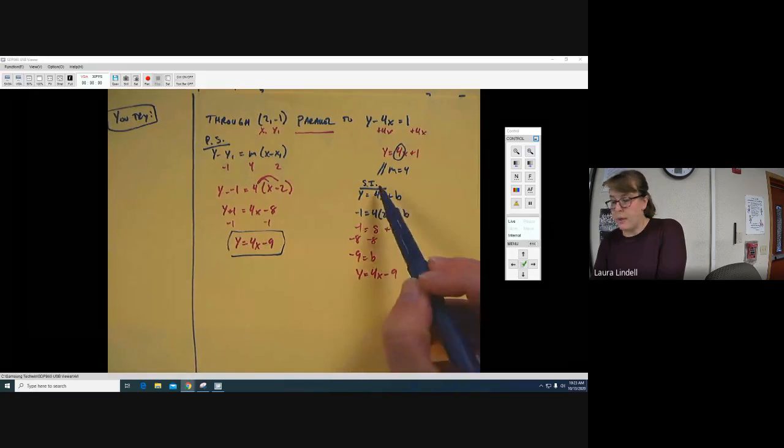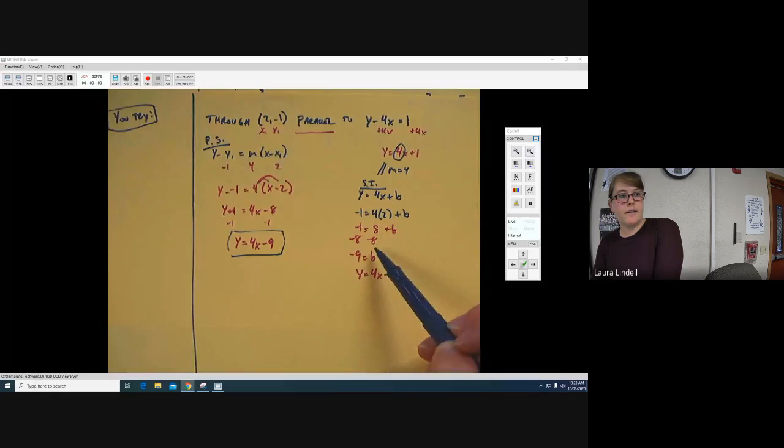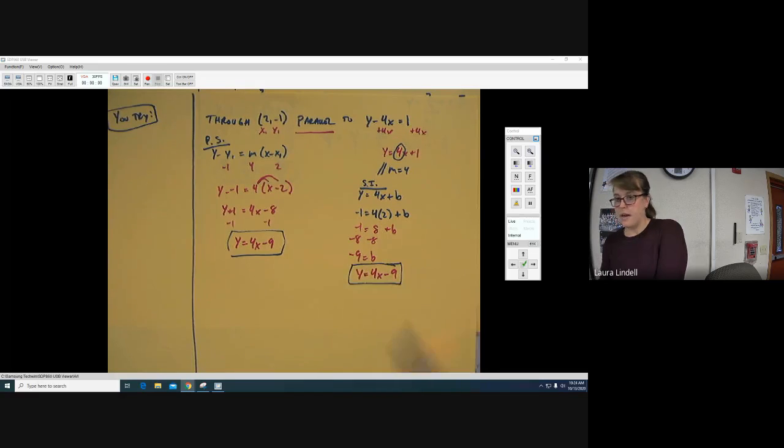If you chose to do the slope-intercept way, you would start out with y equals 4x plus b, plug in -1 for y and 2 for x, subtract 8 from both sides and get -9 for b, so y equals 4x minus 9, either way.